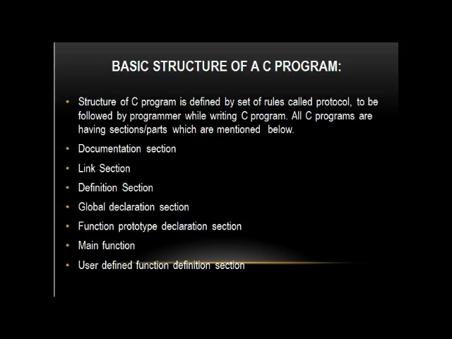So the basic structure of a C program. The structure of a C program is a set of rules. These rules are called protocols, and this set of rules should be followed by all C programmers while writing a C program. So in a C program we have sections or parts. These sections are given below. There are 7 sections: document section, link section, definition section, global declaration section, function prototype declaration section, main function, and user defined function definition section.